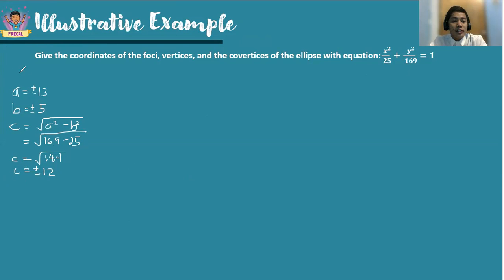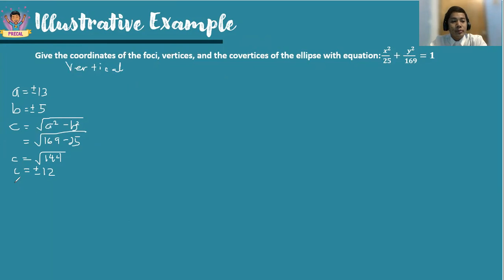Now let us determine the type of ellipse. What type of ellipse do we have? Very good. We have a vertical ellipse. Can you reason out why it is a vertical ellipse? It is considered a vertical ellipse because the y part is now bigger than the x part. So since it is a vertical ellipse, the foci and the vertices are located on the y-axis.